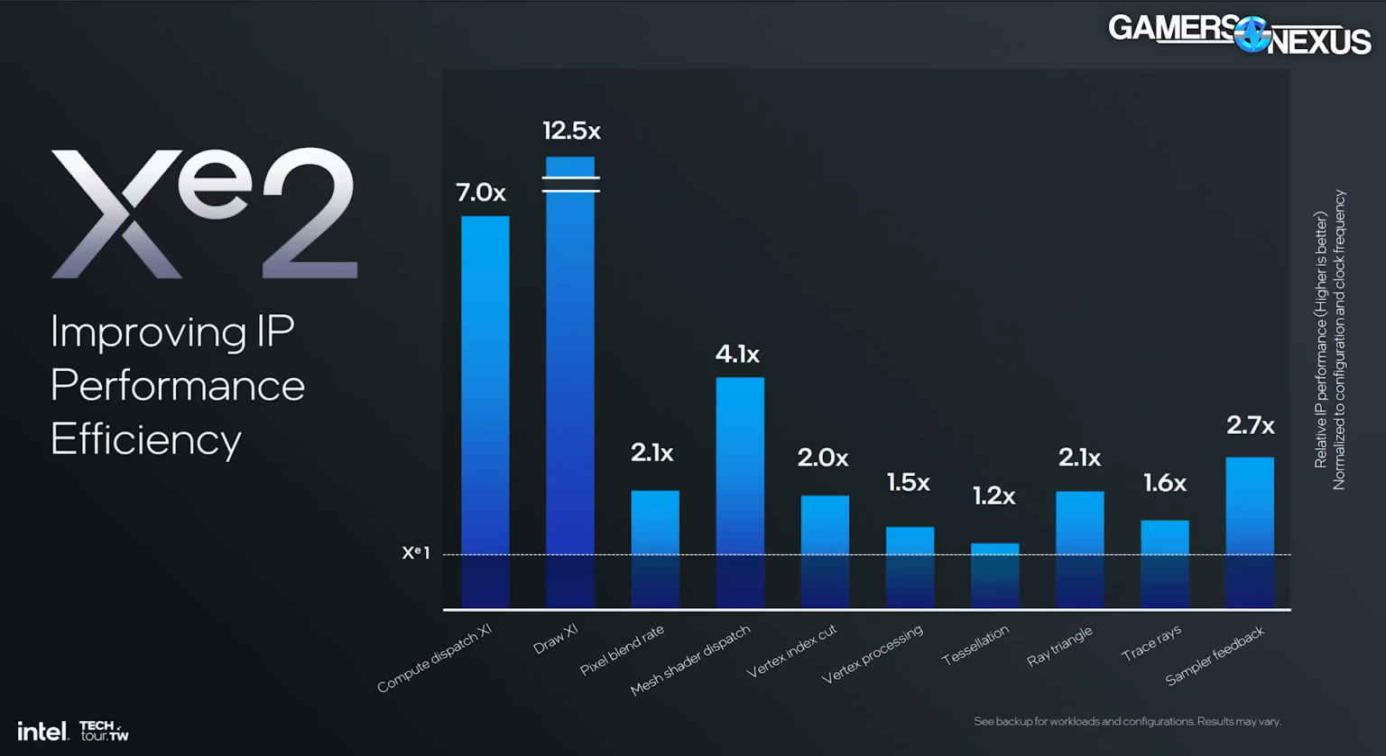We'll start off with one of Intel's first-party charts. Intel showed some charts with clock-normalized uplift against specific functions of the GPU, like a 12.5x relative increase in draw XI, 2.1x normalized increase in pixel blend rate, which comes from some changes we'll cover today as well, a 4.1x increase in mesh shader dispatch, and then some lesser areas of uplift like tessellation.